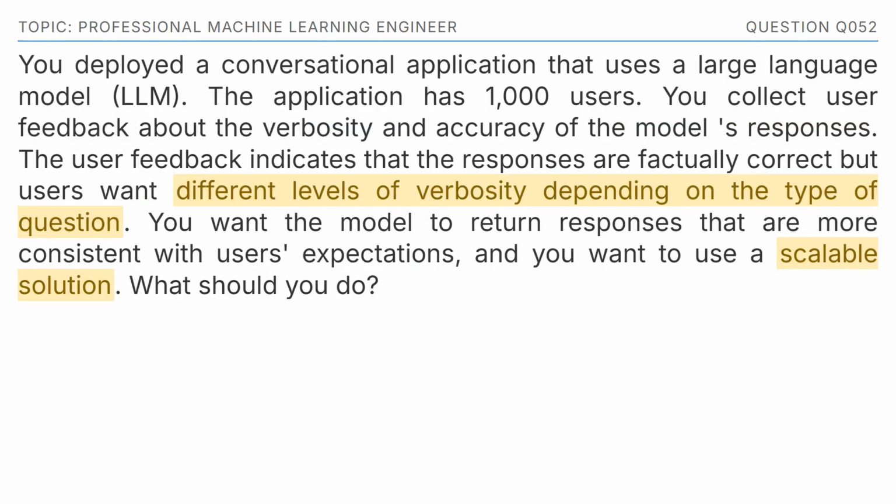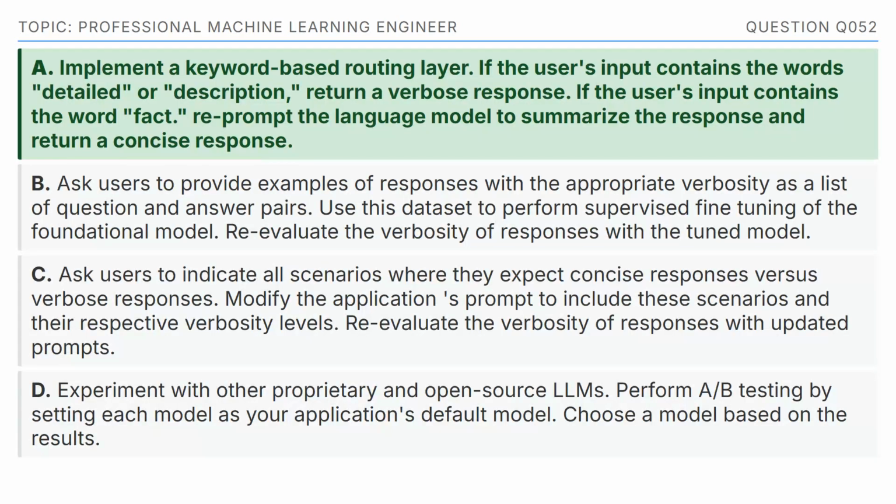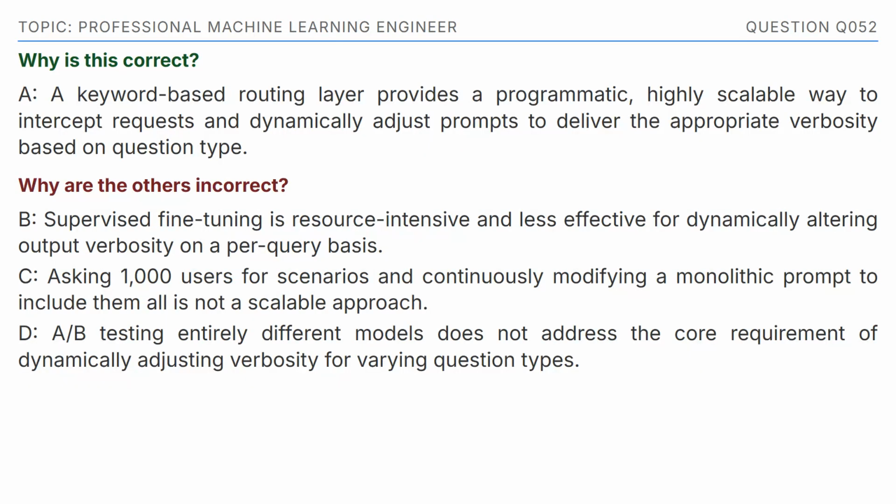To arrive at the correct answer, we focus on the keywords: different levels of verbosity depending on the type of question, scalable solution. The correct answer is option A. Implement a keyword-based routing layer. If the user's input contains the words detailed or description, return a verbose response. If the user's input contains the word fact, reprompt the language model to summarize the response and return a concise response. Why is this correct? A keyword-based routing layer provides a programmatic, highly scalable way to intercept requests and dynamically adjust prompts to deliver the appropriate verbosity based on question type.